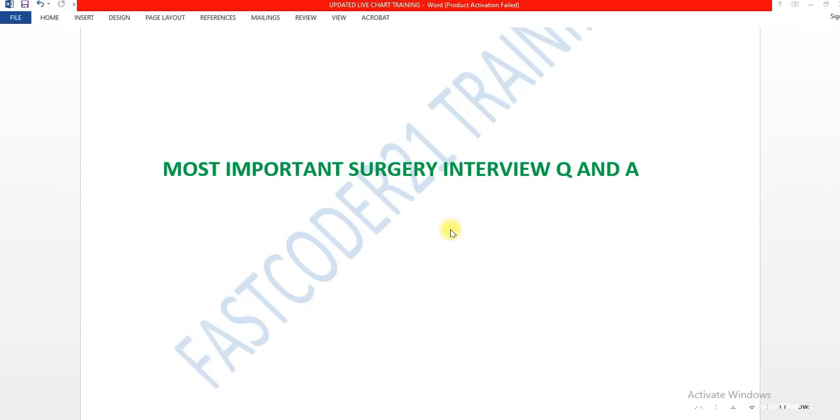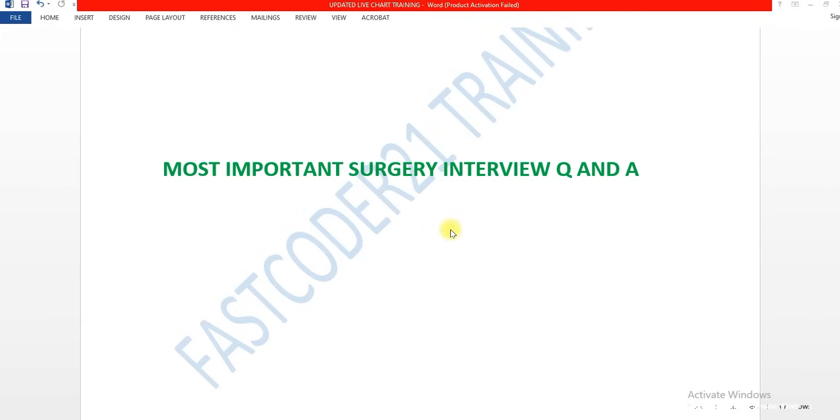So what is a comminuted fracture? The bone is displaced. Basically, a comminuted fracture means multiple fragments. If the patient has a fracture and multiple fracture fragments, we will call it a comminuted fracture. Okay.